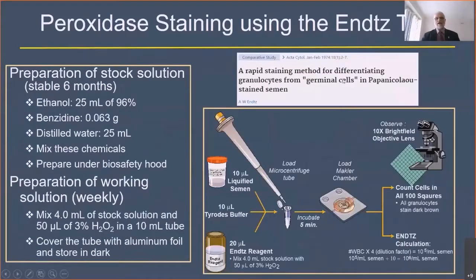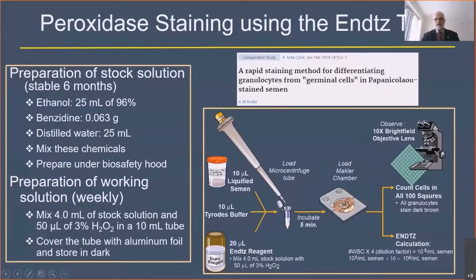On the other hand, there is the Endtz test, which is named after the person who first described this test in 1974. We also need to prepare all these stock solutions, which are stable for about 6 months, and then the working solution should be prepared on a weekly basis. The test is performed with 20 microliters of the Endtz reagent, 10 microliters of Tris buffer or PBS buffer and 10 microliters of liquefied semen, which is mixed in an Eppendorf cup, and that must be a dark brownish one to prevent exposure to light.